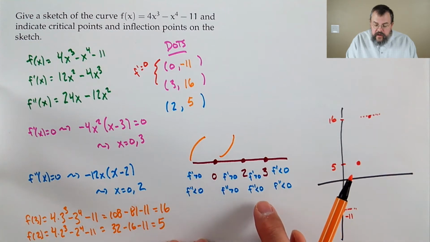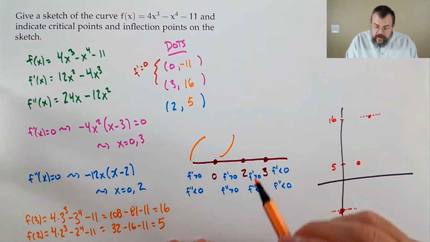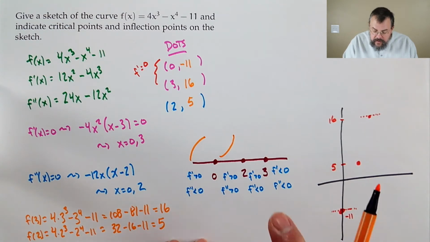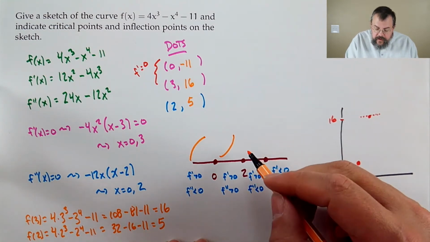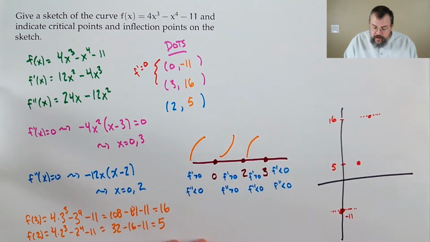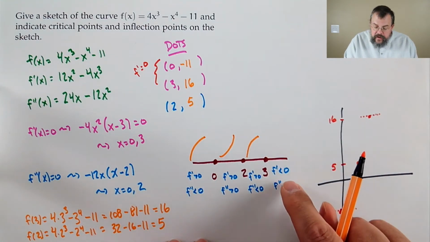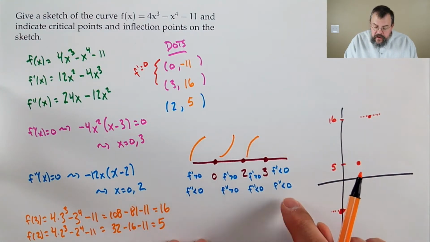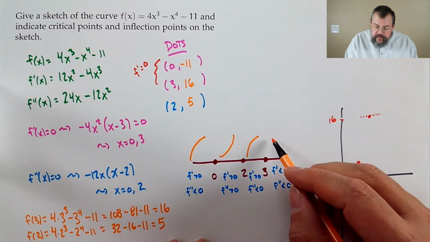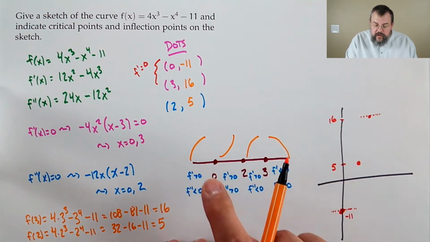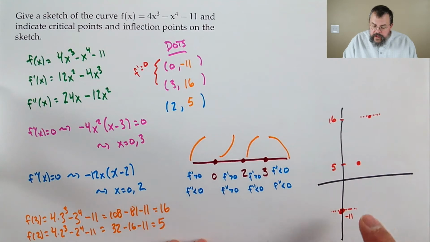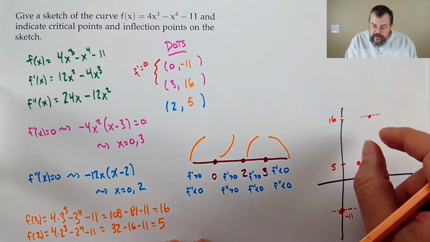Increasing, concave down. Okay, well, wait, yes, increasing concave down, yep. So I'm something like that. Decreasing, concave down. All right, that means I have to look something like that. So these pieces here give us the shape for the various parts over here.